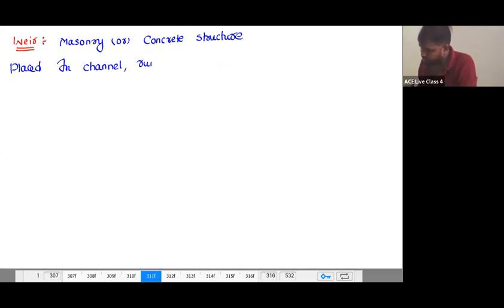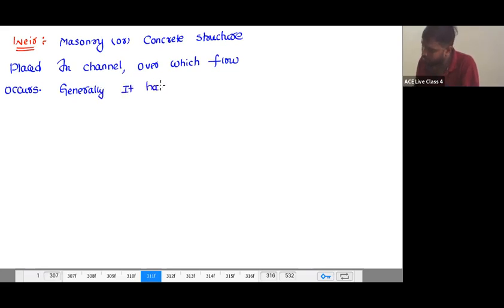Placed in the channel, over which the flow occurs. Generally it has vertical sides. So now the weir is a masonry or a concrete structure placed in the channel over which the flow is going to happen.